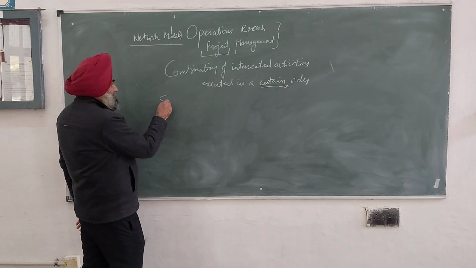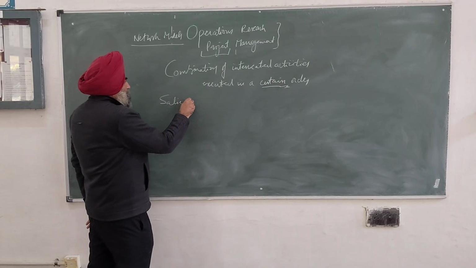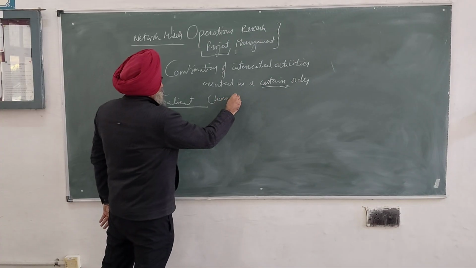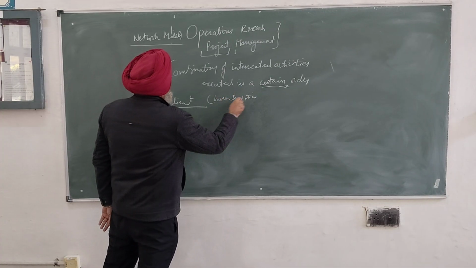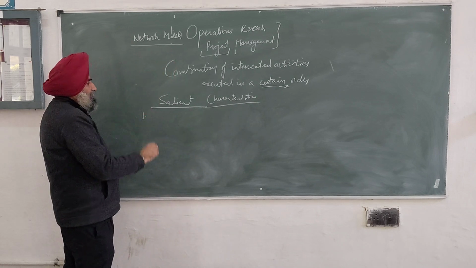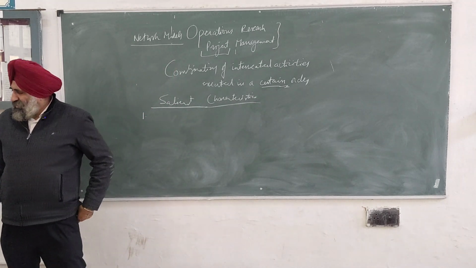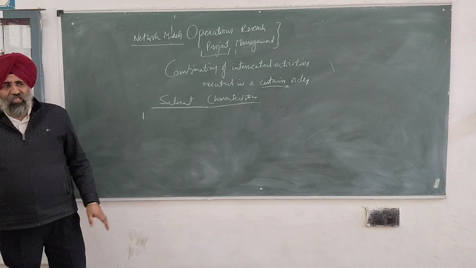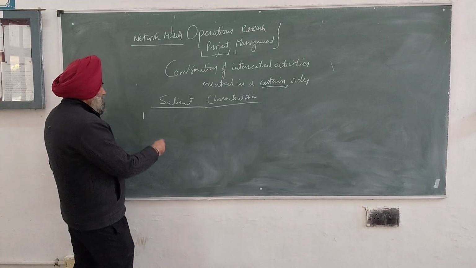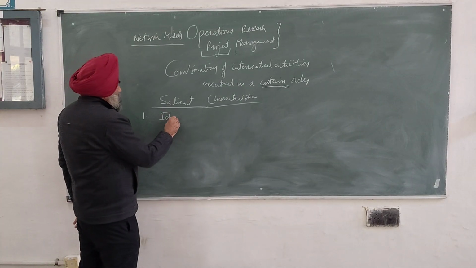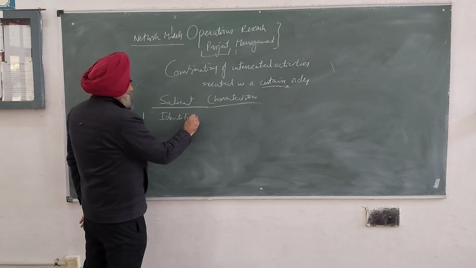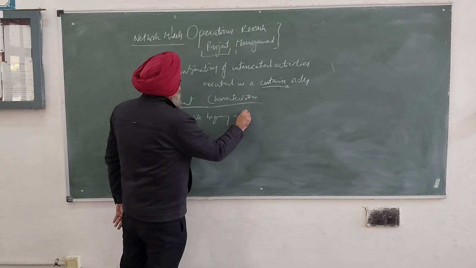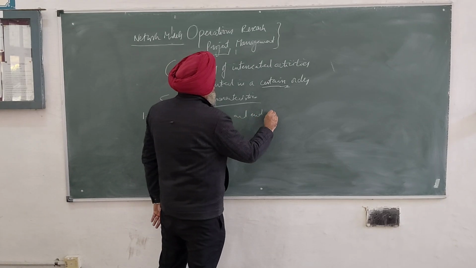Now, what are the salient characteristics? We are going to discuss the salient characteristics of a project. Let me deliberate on this one, we'll discuss one by one. Number one: a project has identifiable beginning and end points.